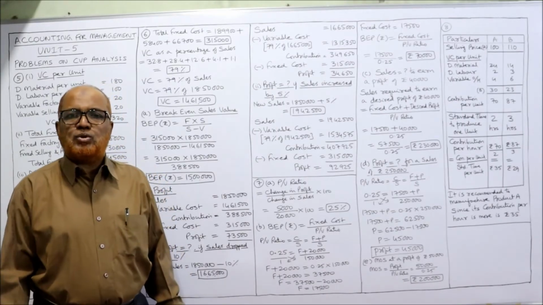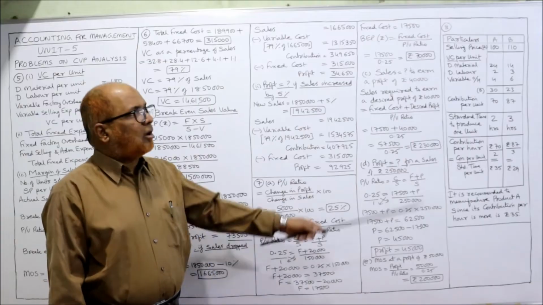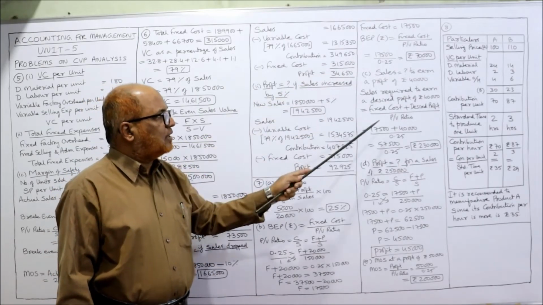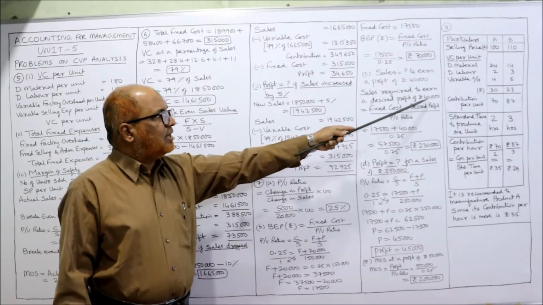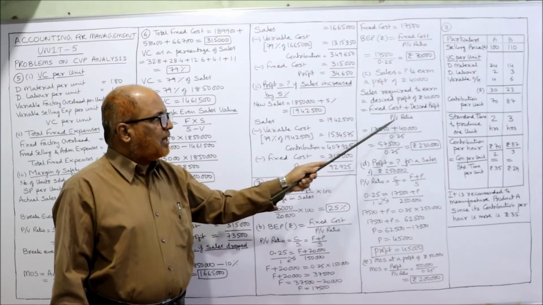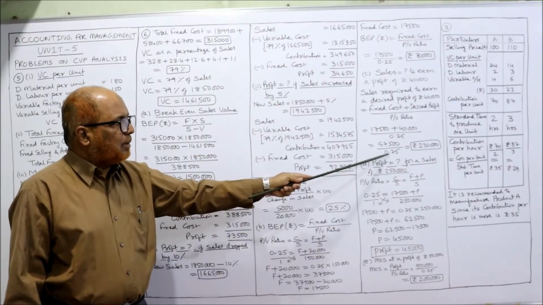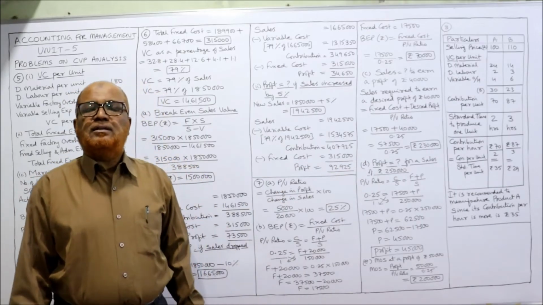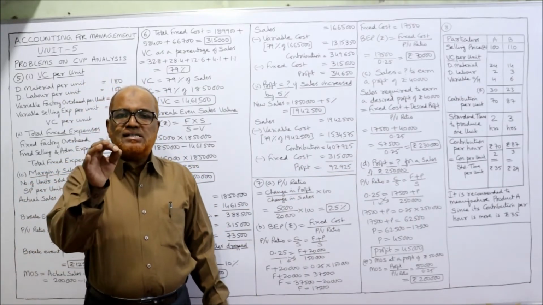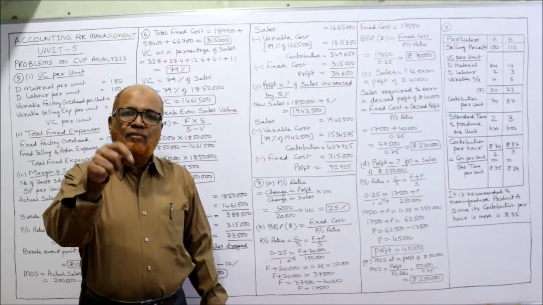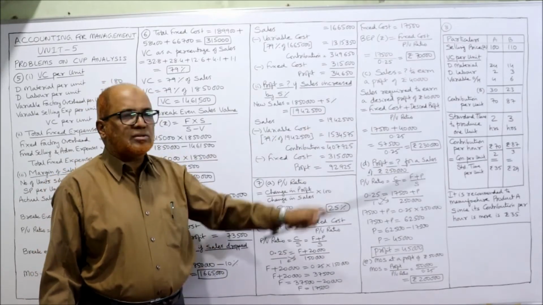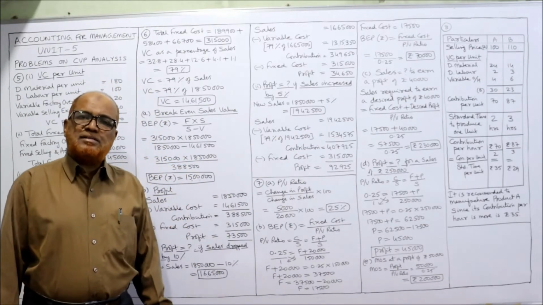divided by PV ratio. Fixed cost already we have calculated, 17,500. Desired profit is given in the problem, 40,000. PV ratio just now we have calculated, 0.25. So 57,500 divided by 0.25, 2,30,000. So when we make the sales of 2,30,000, we will get a desired profit of 40,000. That's it. 3 bits completed.